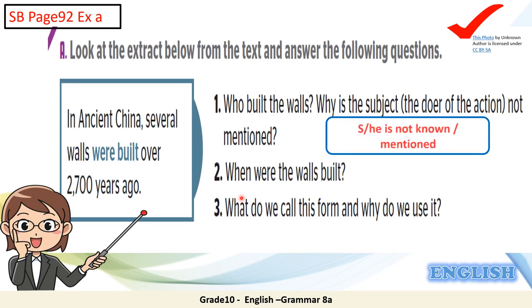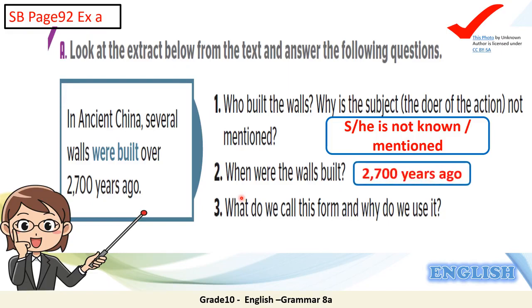Excellent. The doer is not mentioned here. It is not important or it's not known. Here in this context, the doer is not known. Question number 2. When were the walls built? Very good. 2,700 years ago. And last question.